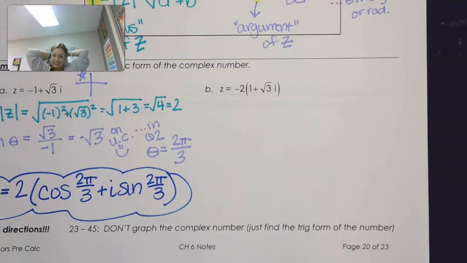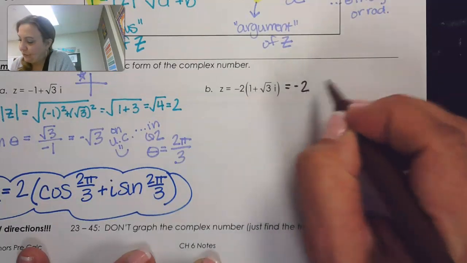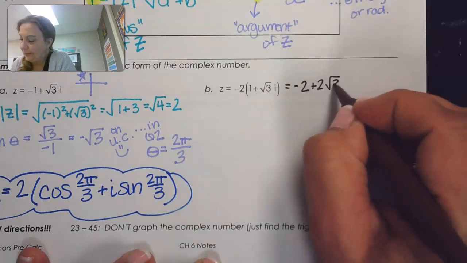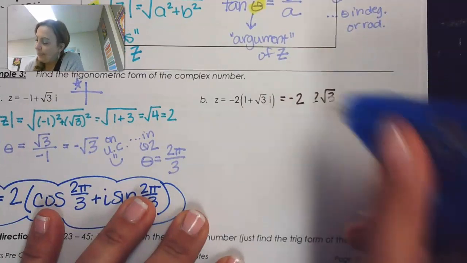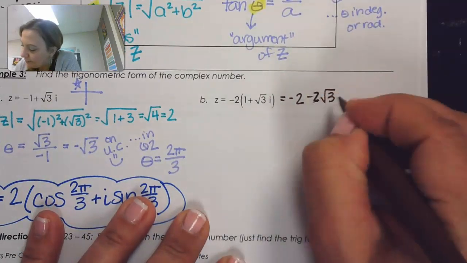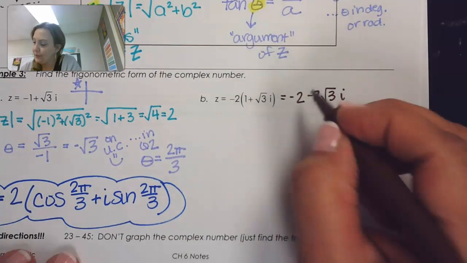Okay. In letter B, this one's a little too similar, but that's okay. In letter B, we have that z is -2 times (1 plus √3i). I would just rewrite that as -2 plus 2√3. Oops, it would be minus, because if I distribute the negative, -2 minus 2√3i. I don't know why they write it like that sometimes. But anyway, so we can use this.